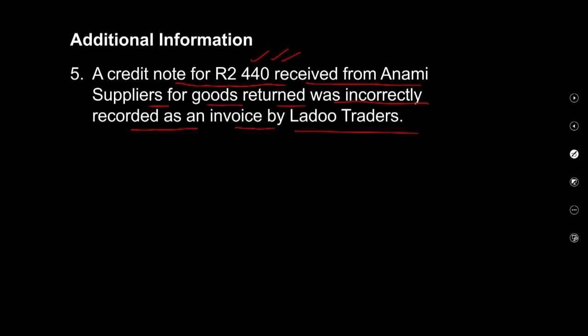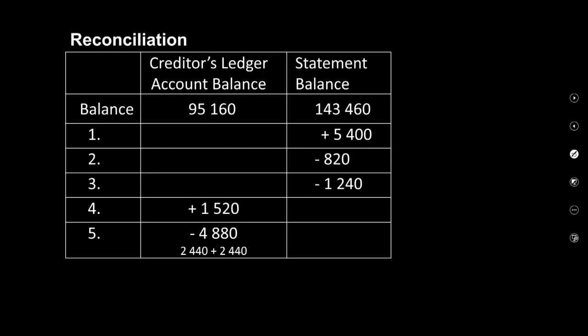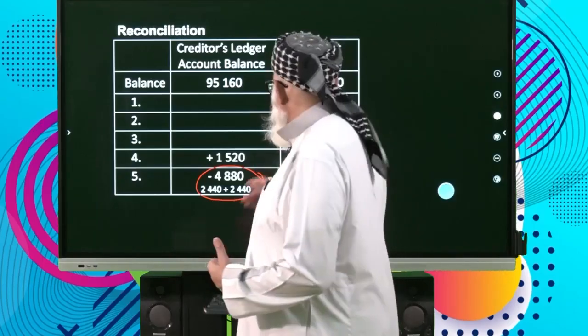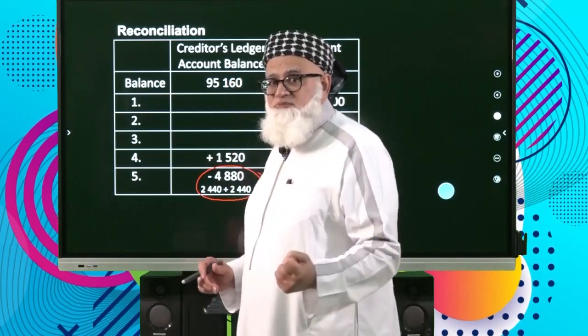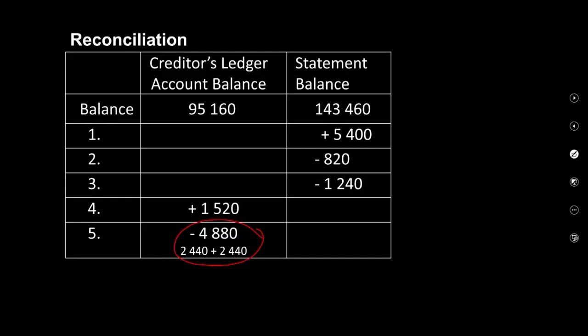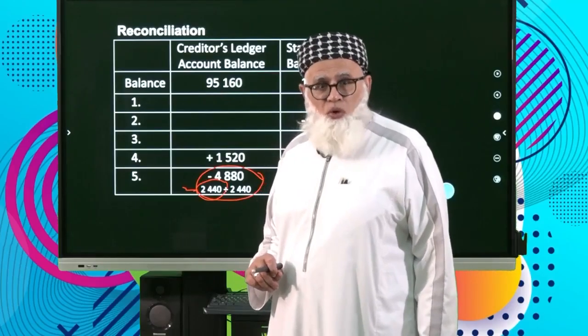Okay? So clearly you can see that if we're looking at the 2,440 here, watch what happened. We recorded it as an invoice, meaning we increased the amount, whereas it was to be an amount that had to be deducted in the first place. So the question arises now, if we just subtract minus 2,440, just the one component, are we then solving the problem? Certainly not. Why not?